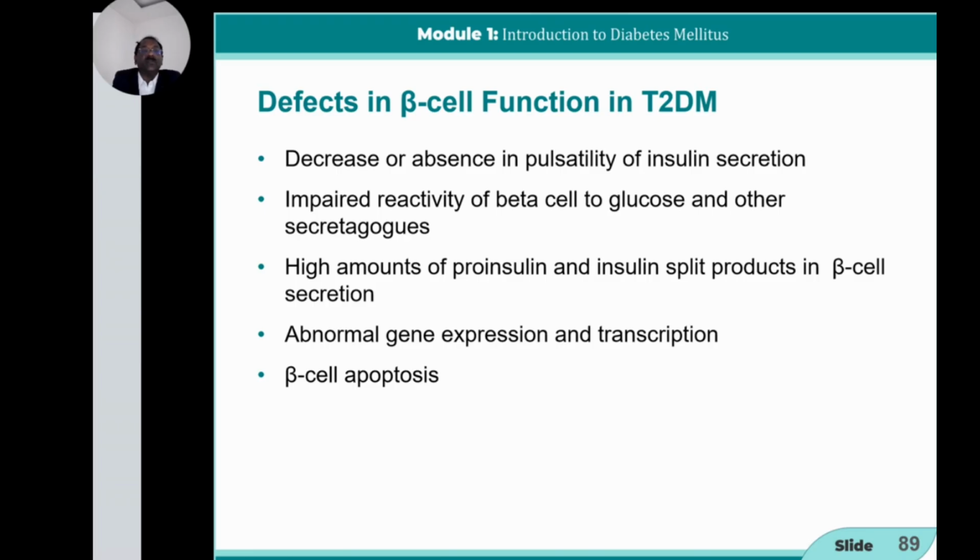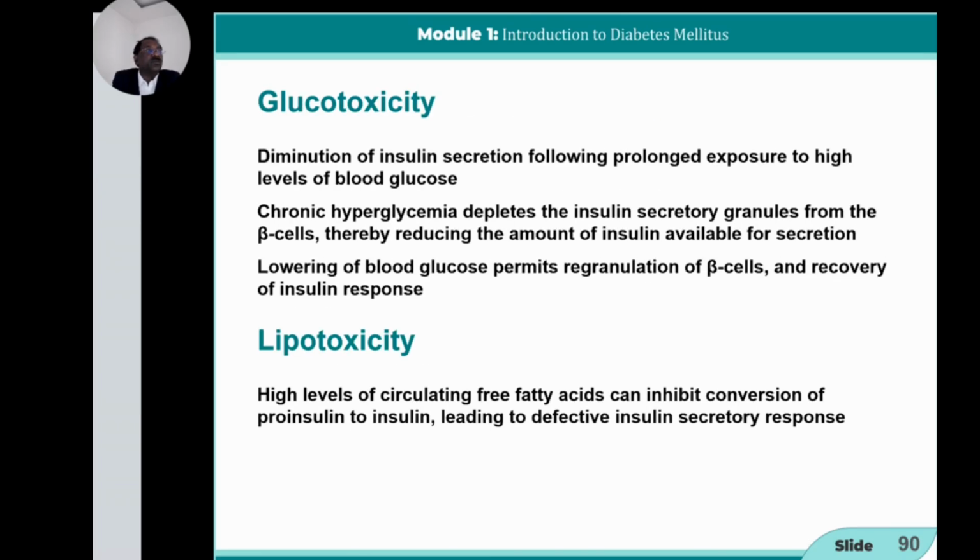Defects in the beta cells will be there. There is glucose toxicity and lipotoxicity. What do you mean by glucose toxicity? Fasting blood sugar more than 250, postprandial blood sugar more than 350, you consider as glucose toxicity. What is the antidote to glucose toxicity? Toxicology. What is the antidote of organophosphorus poisoning?